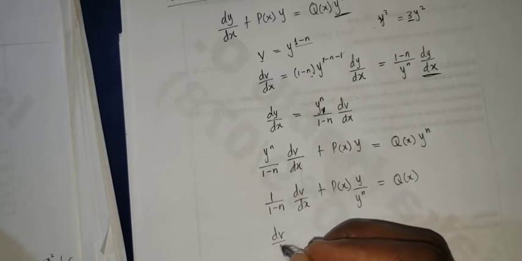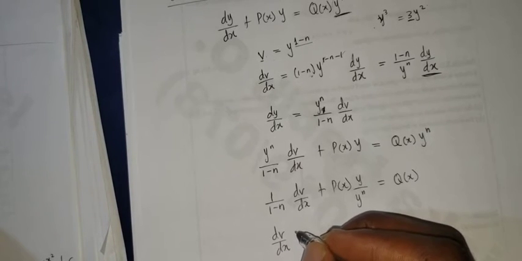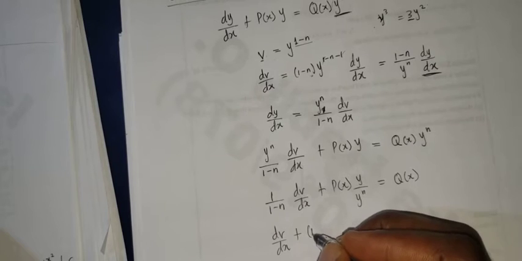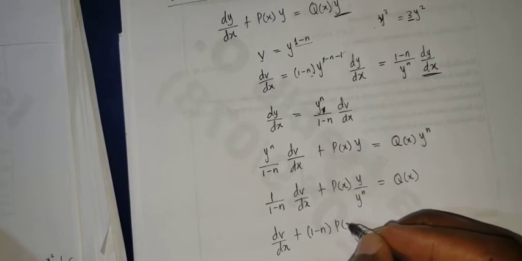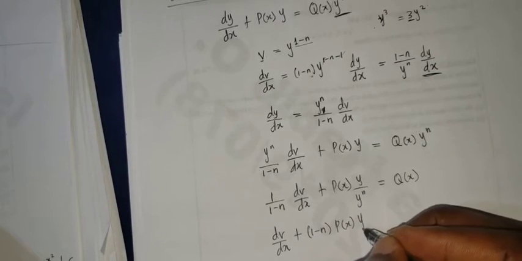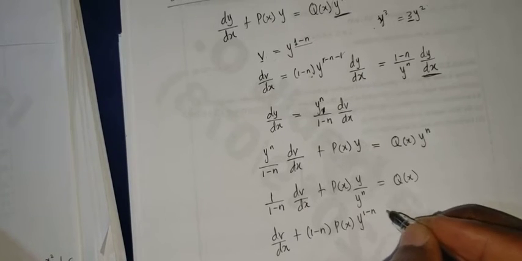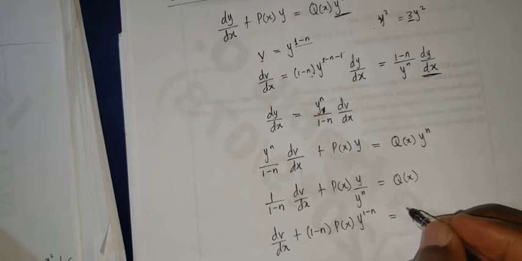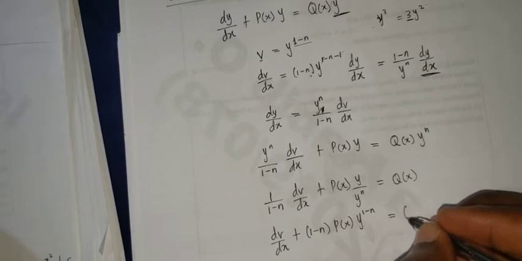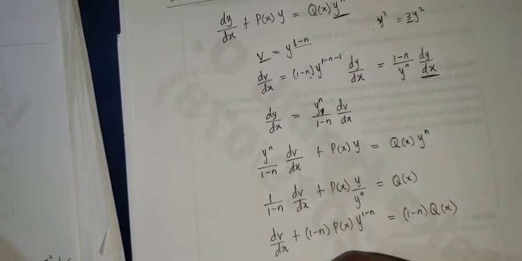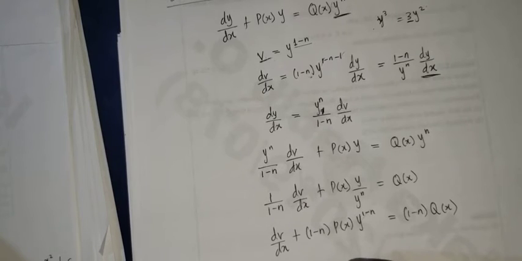So that's going to give us dv/dx plus 1 minus n into p of x, then what we have here will be y raised to the power 1 minus n, is equal to 1 minus n multiplied by q of x. So at the end of the day, don't forget this y raised to the power 1 minus n is exactly what we have set v to be. So this is v, which is y raised to the power 1 minus n. So the substitution is now very clear.